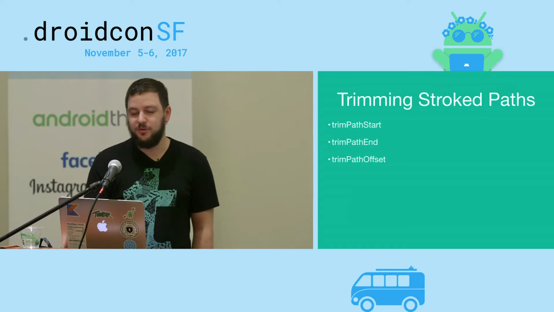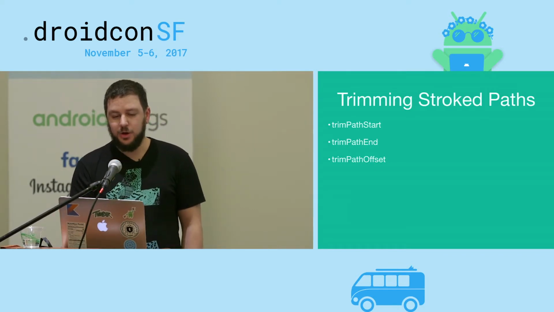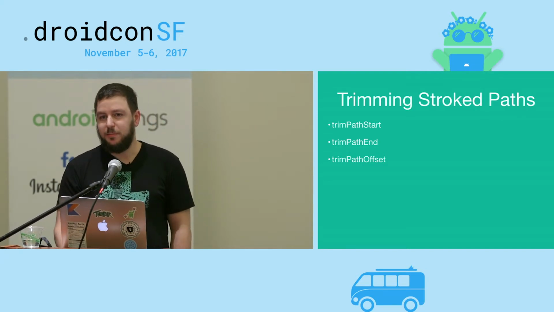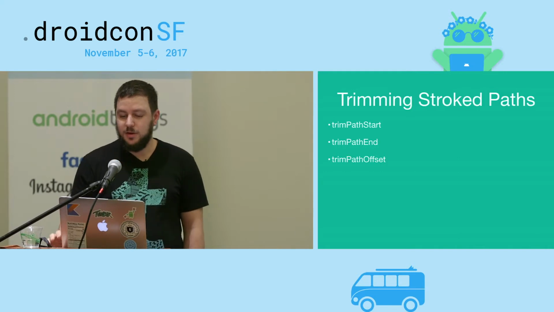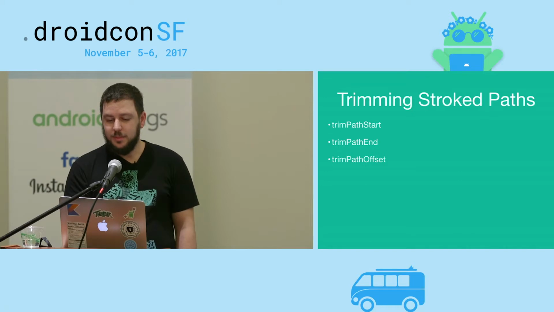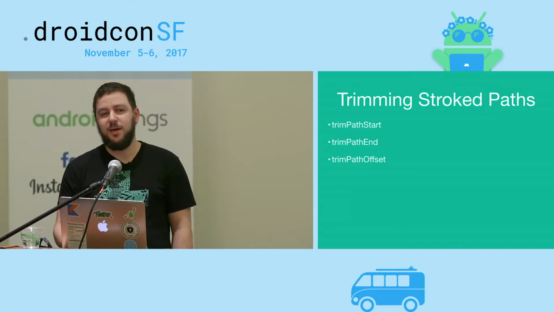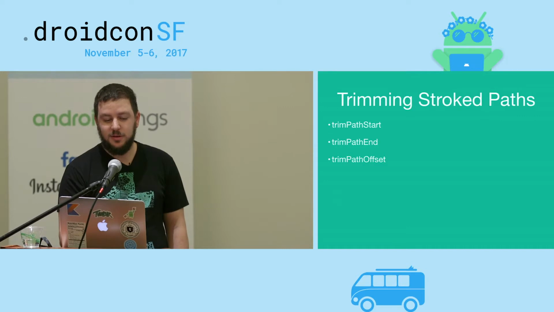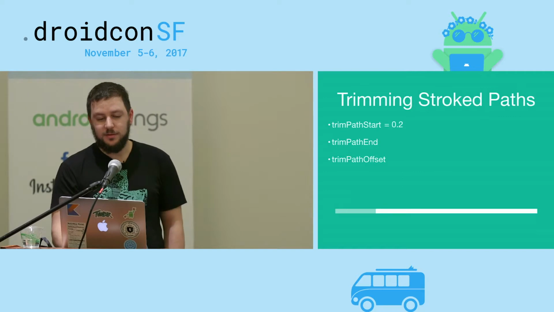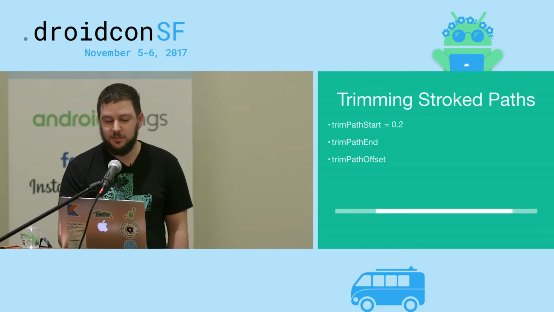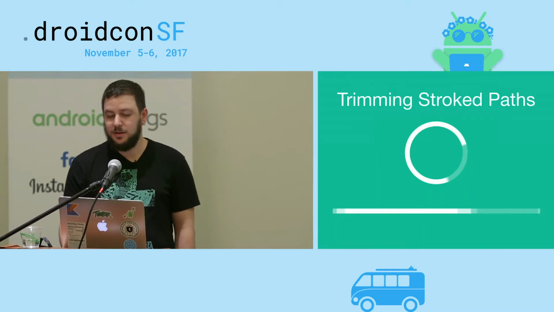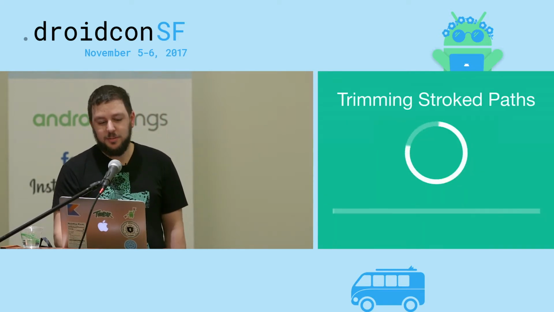The next group of animations are trimming a stroked path. This is a very powerful property of a path, that you can draw only a portion of it. So you can basically trim the path before it gets drawn to the canvas. And by animating these properties, start, end, and offset, you can create some very cool effects. This is actually how the material style progress bars are implemented.